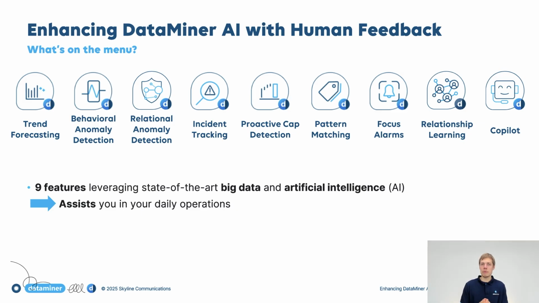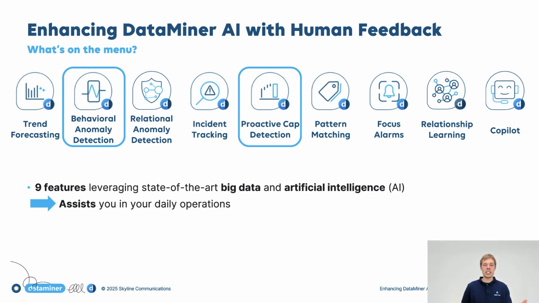Now, in this video, we will be talking about 2 of those features. On the one hand, behavioral anomaly detection, and on the other hand, proactive gap detection. Now, these 2 features will detect certain issues in your system based on the trend data that you monitor with DataMiner. And we will be talking about what these features can detect, but then also how we can give feedback to DataMiner to improve the detections that they make.